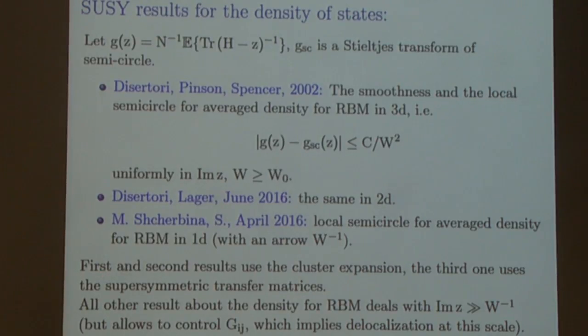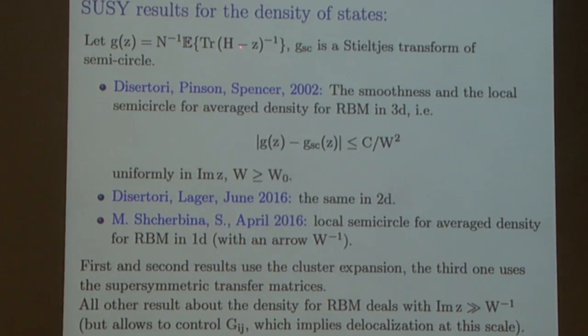So in these cases you can allow the imaginary part to be much smaller. Yes, you really can take the imaginary part as small as you wish, but the problem is that you have an average here. So that kind of inequality cannot give you information about delocalization. The only thing you can say is some kind of smoothness of the density, but not information about delocalization.